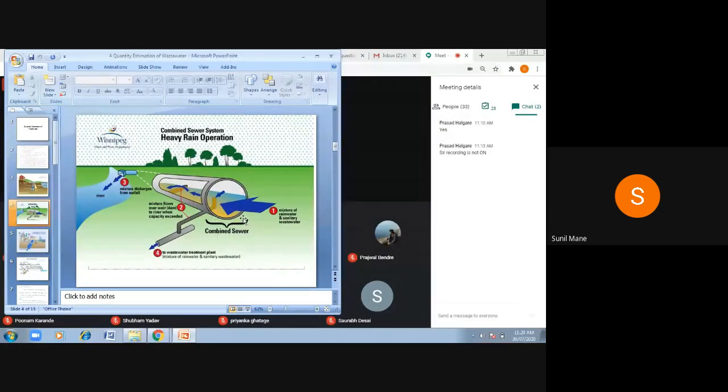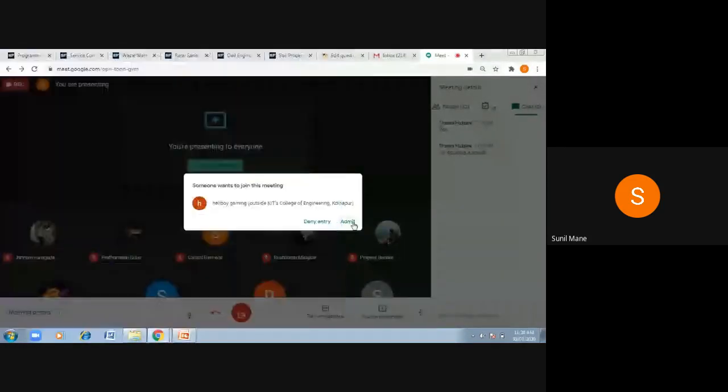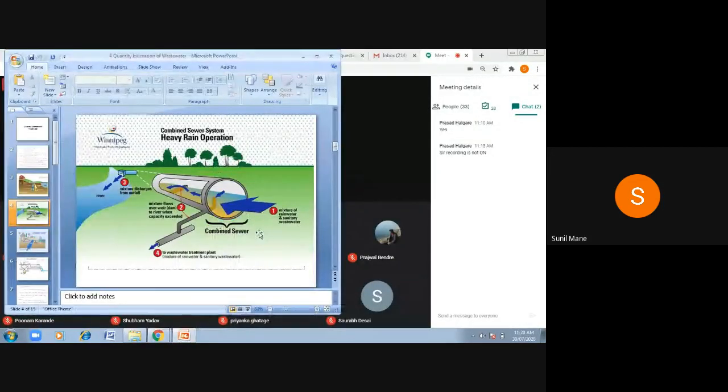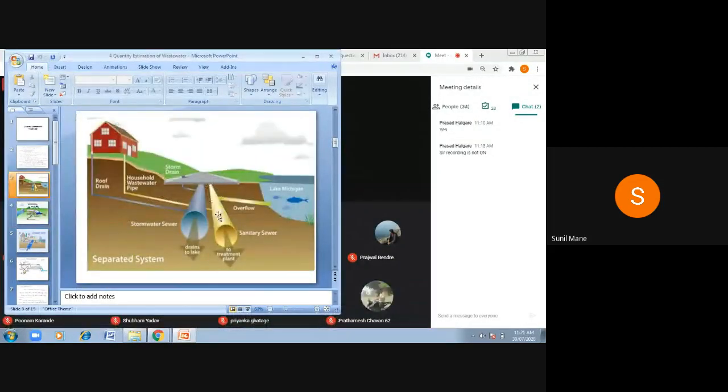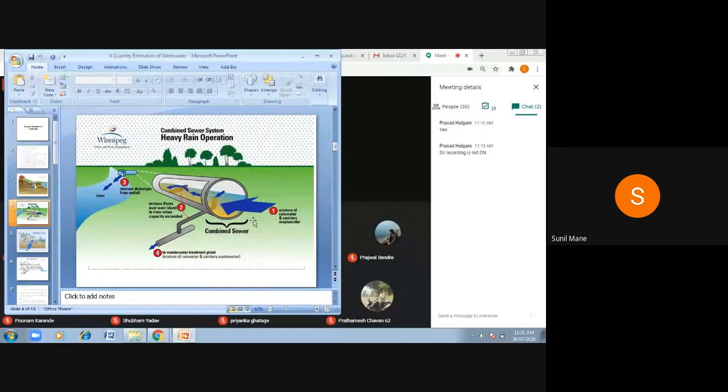The second option we have is the combined system. In a separate system we have separate flows, but in the combined one there would be a combined flow. It would be a mixture of rainwater and sanitary wastewater. Those would be collected, and depending upon the quantity and the quality of water, it would be taken to the wastewater treatment plant, treated, and then disposed. So it all depends on the availability of the flow.